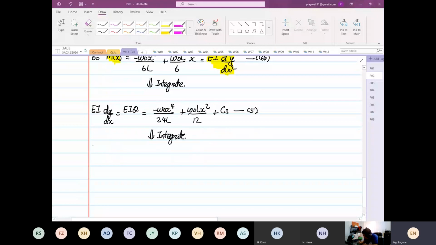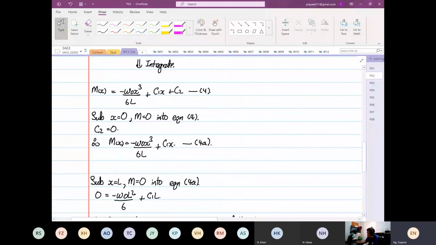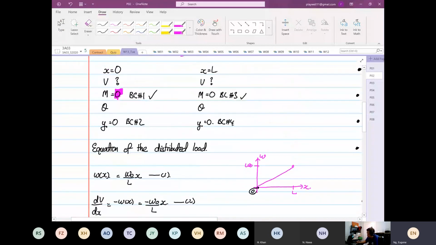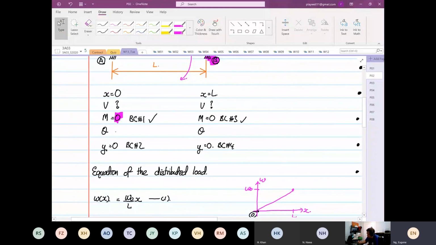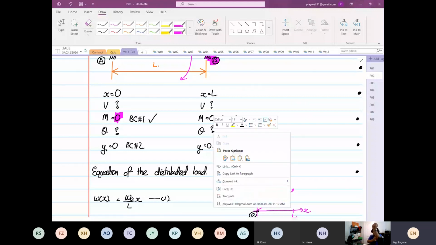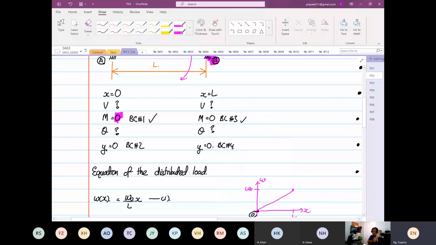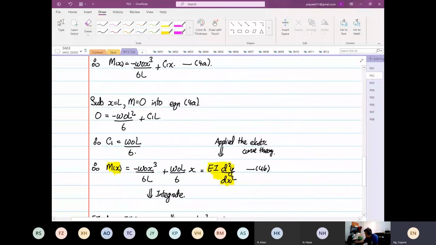We have EIY. Now, from equation number 5, we cannot solve anything. Yes, we cannot determine C3, because from the boundary condition we have nothing in terms of theta. Nothing means we don't know what the value is, and we also know that it's not equal to 0.